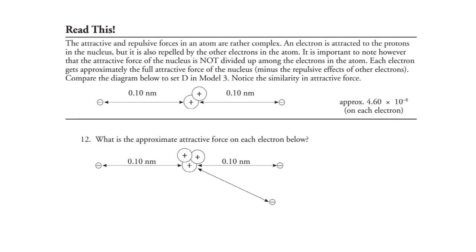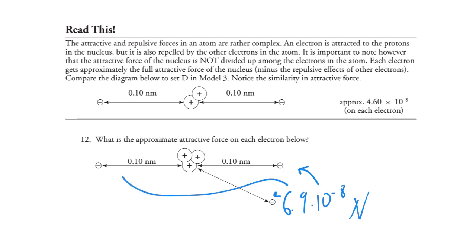was 6.9 times 10 to the negative 8th newtons. And that's for this one, and this one. Doesn't matter where they are. They're all experiencing the same force of 6.9 times 10 to the negative 8th newtons. Now that 6.9 would be diminished very slightly by the repulsive forces of the electrons on one another, but not very much at all.